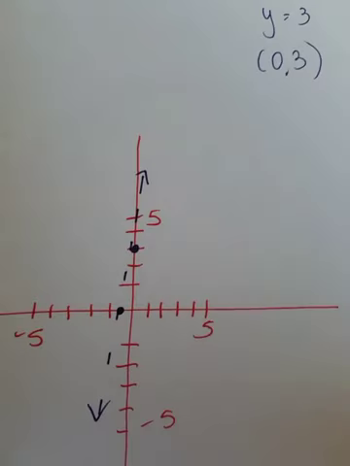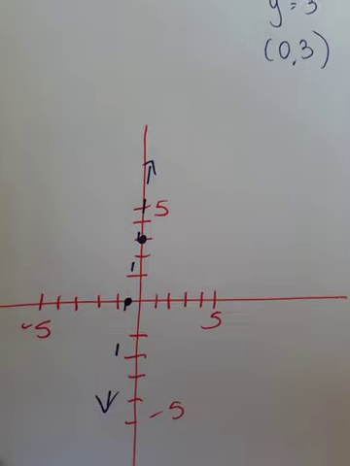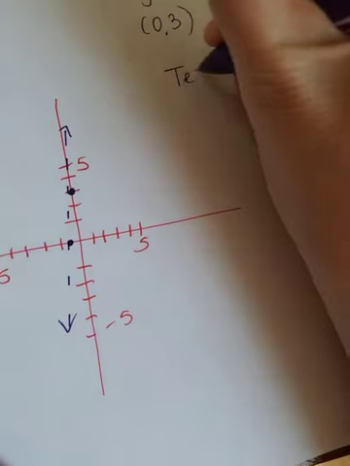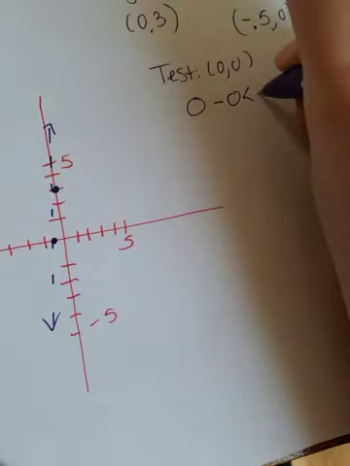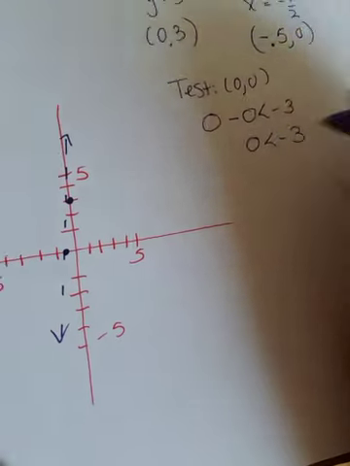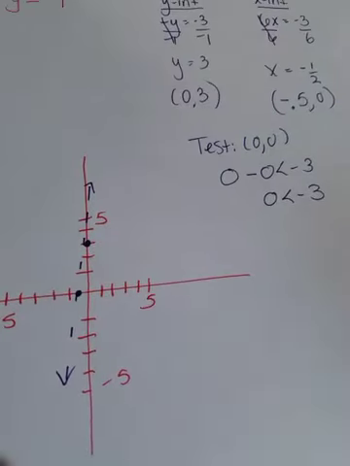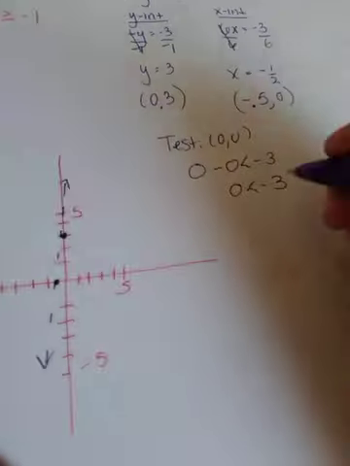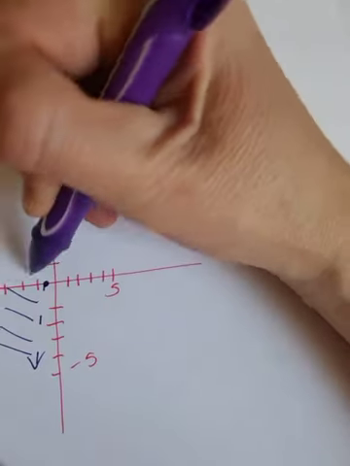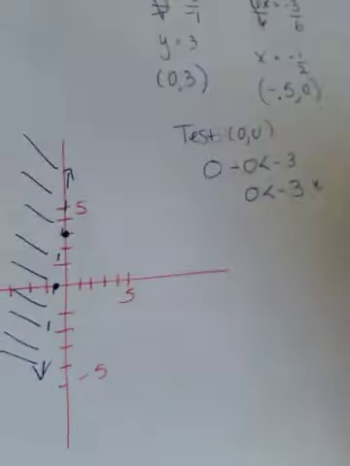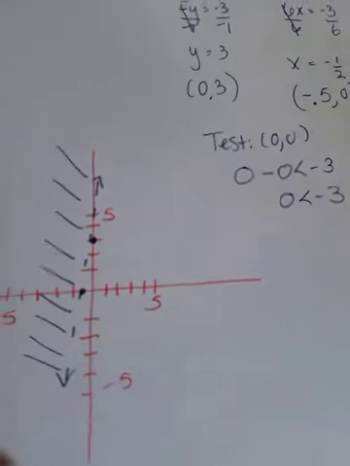I'm also going to figure out my shading right now. So does this line go through (0, 0)? Nope, it does not, so I can test (0, 0). So I'm putting 0 in for x and 0 in for y. So I get 0 is less than -3. Is that true or false? You're going to tell me that is false. So because (0, 0) lies to the right of this line, I shade to the opposite side because my statement was false. Okay, so there's line 1. And that's basically what we did last week. Now we're just graphing 2 lines.